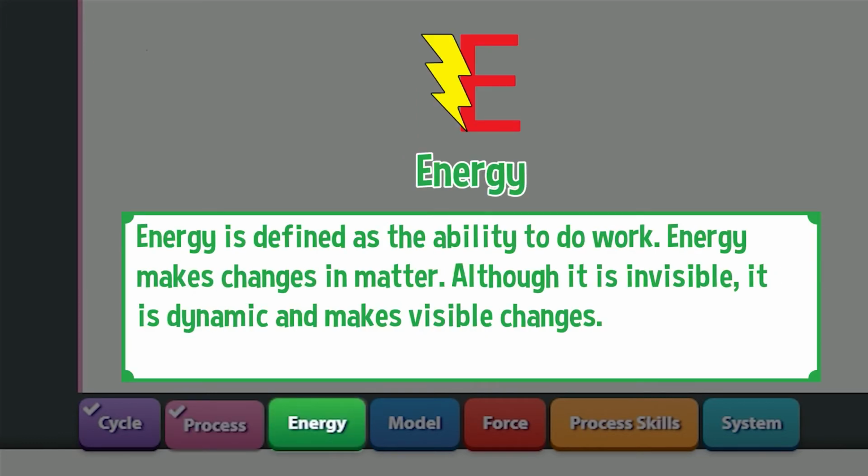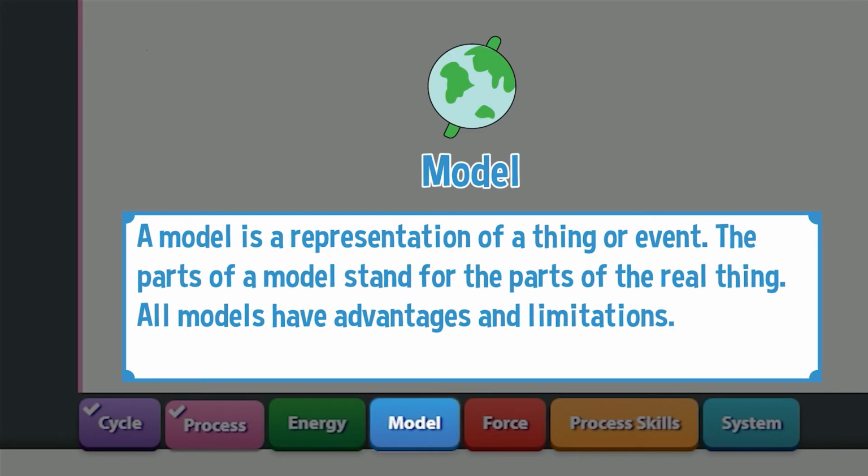Energy. Energy is defined as the ability to do work. Energy makes changes in matter. Although it is invisible, it is dynamic and makes visible changes. This symbol incorporates a dynamic lightning bolt. Model. A model is a representation of a thing or event. The parts of a model stand for the parts of the real thing. All models have advantages and limitations. This symbol is a globe, a common model of our own planet Earth.